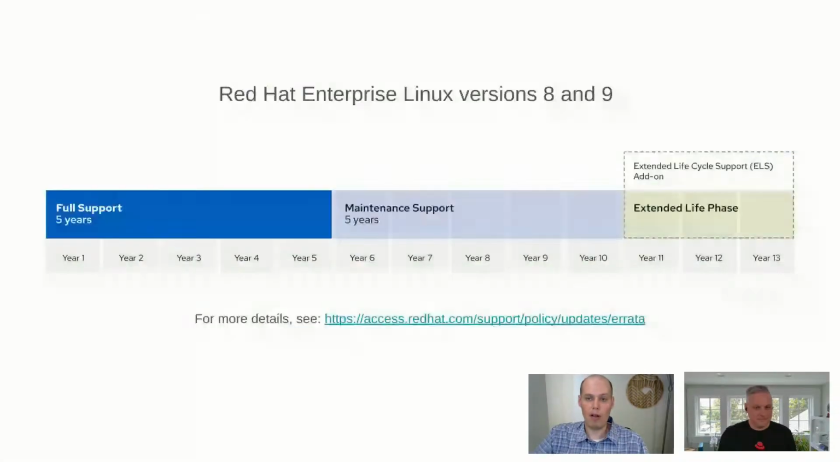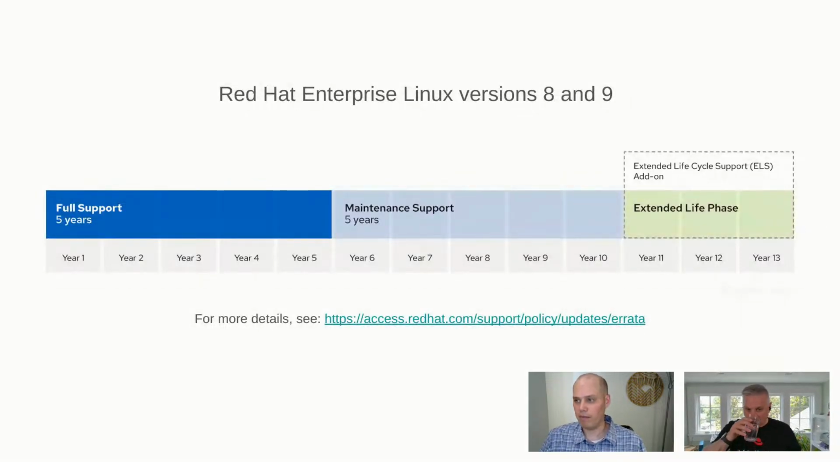So let's start with the RHEL lifecycle, right? So we have RHEL releases, major releases. This is things like RHEL 7, RHEL 8, and RHEL 9 that are supported for a 10-year life cycle plus an extended life phase. So let's talk a little bit about how that 10-year life cycle works. With RHEL 8 and RHEL 9, this is broken up into two main chunks. We have the full support phase, and then we have the maintenance support phase.